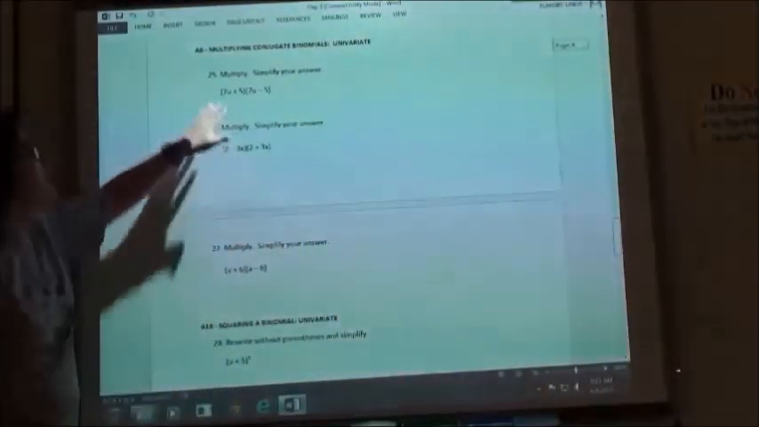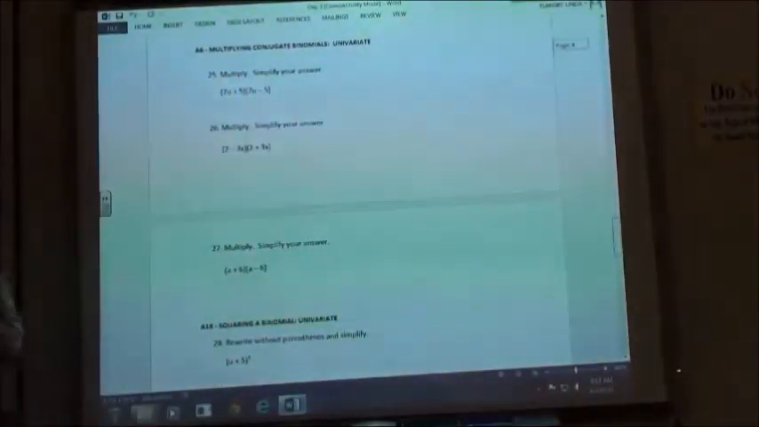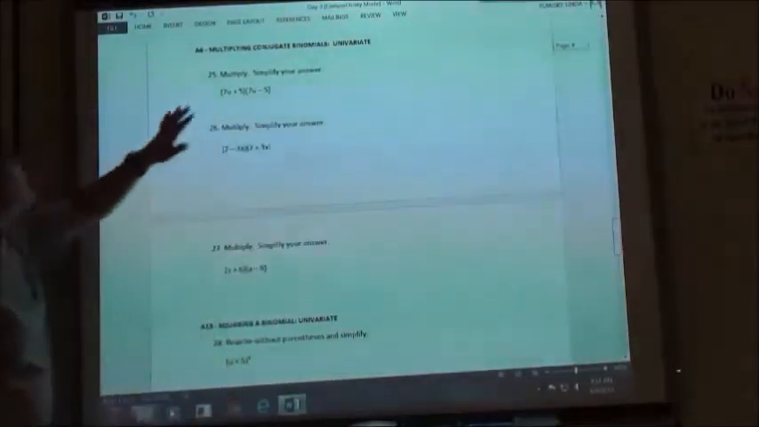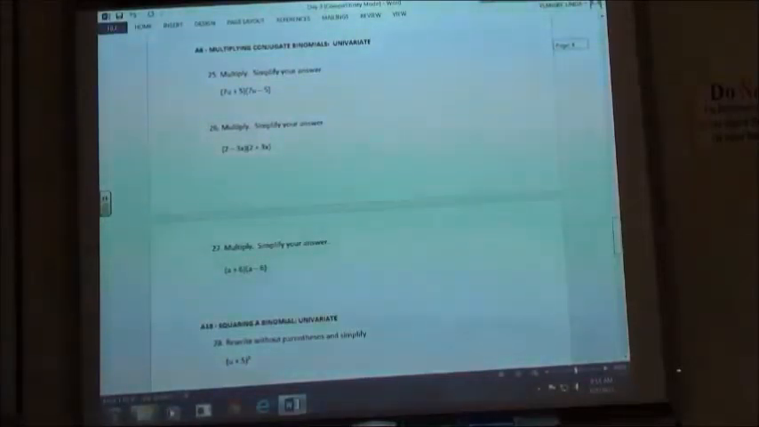Multiplying conjugate binomials. A conjugate is when you have the same two terms just with the opposite sign in the middle. We'll use conjugates when we want to simplify something with a radical on the bottom that has two terms down there, stuff like that. But when you multiply conjugates, a special thing happens. The middle terms cancel out.